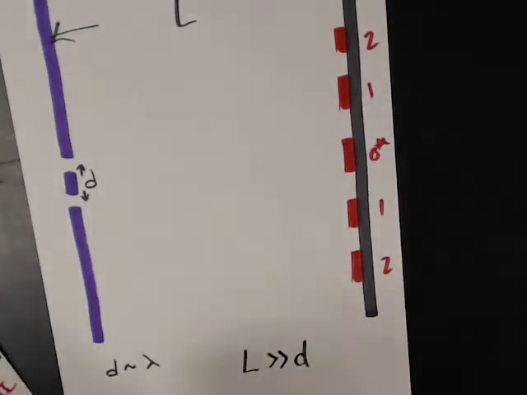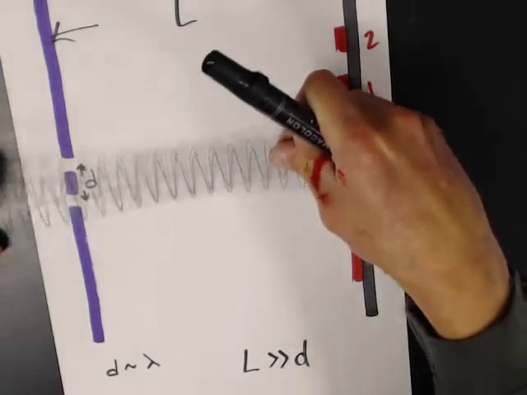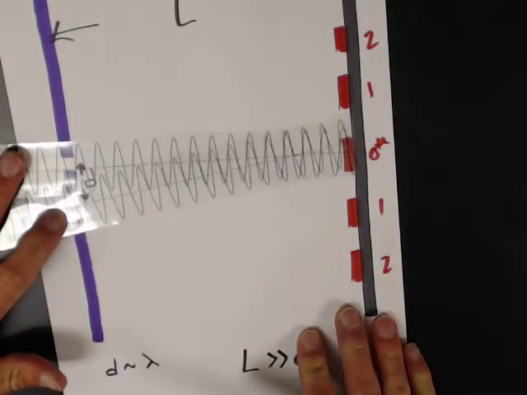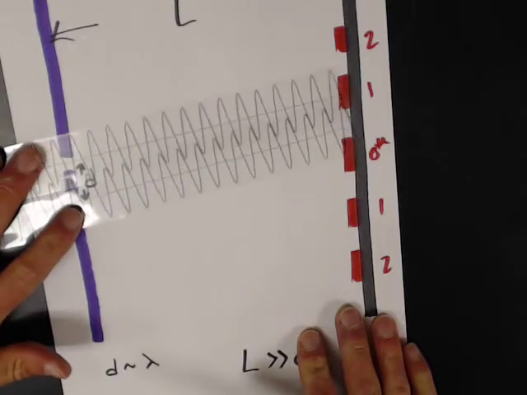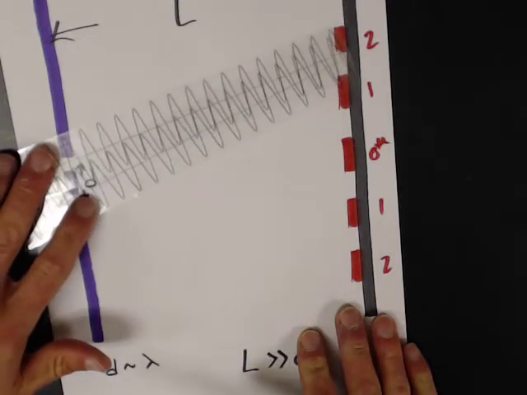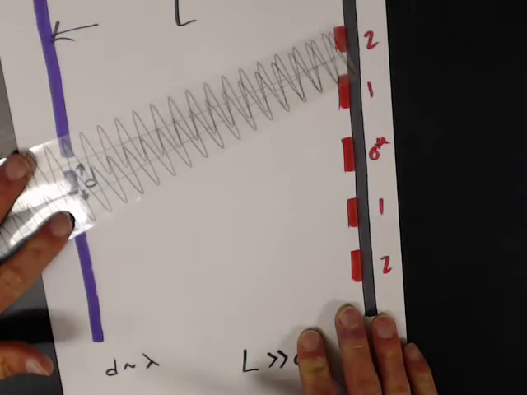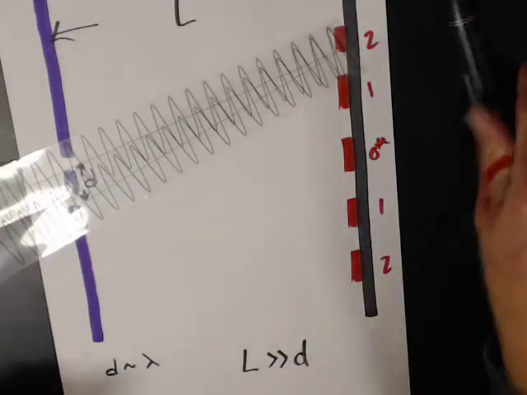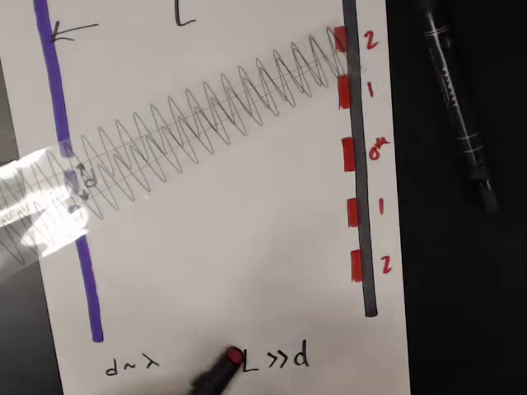So let's try this again. Let's take our waves, let's shoot them through. So now my waves are coming through, I get constructive interference here. Now let's go up, let's find that second order fringe. Second order fringe is way up there. The path length difference.